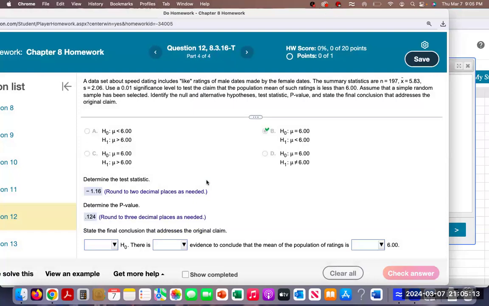So our p-value is 0.124, which is greater than the significance level. That means we're not going to reject the null. We're going to go with the null. We don't have enough evidence to support the claim that the mean of the population ratings is less than 6.